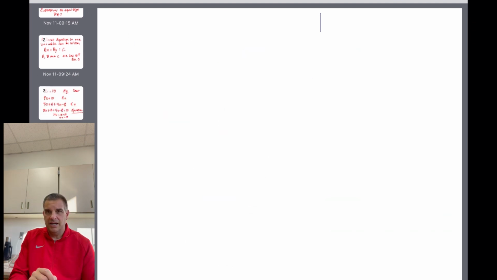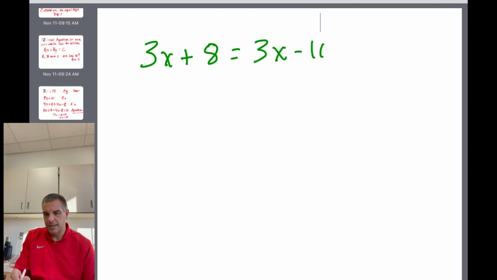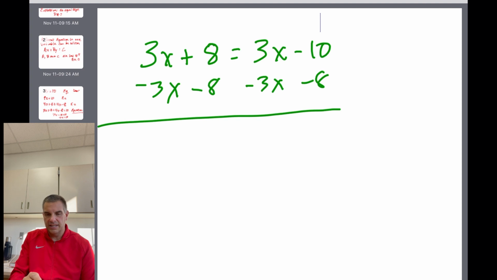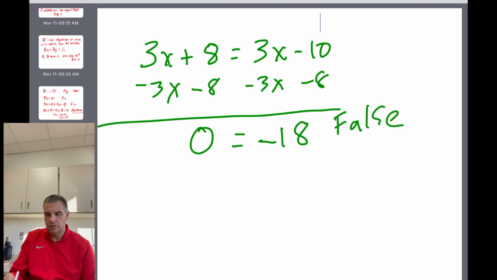So let's say we have 3x plus 8 equals 3x minus 10. Well, we've kind of got a couple different things going on. Right, again, get things on one side. So I'm going to subtract 3x, and again, you should be able to do multiple steps at this point. Subtract 3x from both sides, and I'm going to subtract 8 from both sides. So in this case, everything over here cancels. We get 0 equals negative 18, which is a false conclusion.